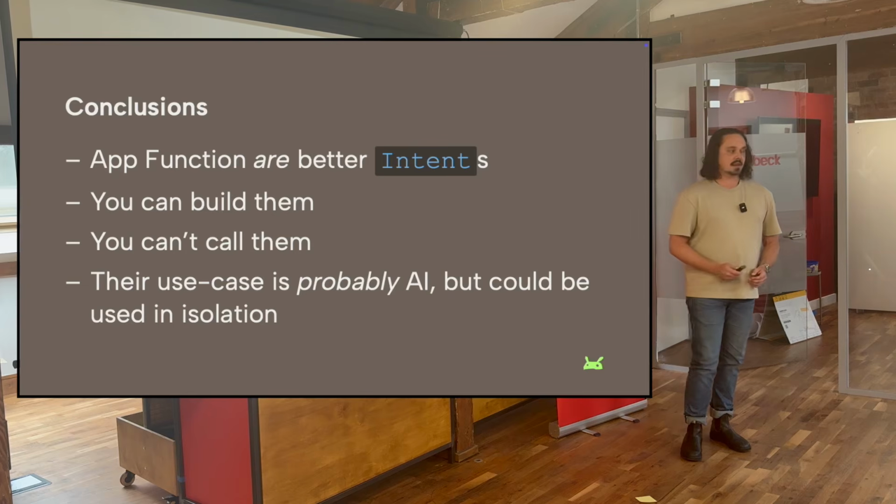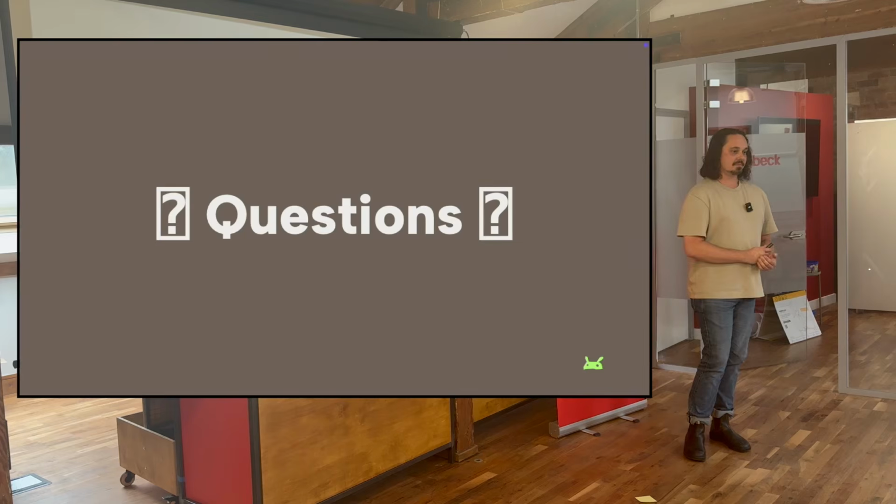You can build them, and you can play around with them. You can write some tests against them. And maybe you want to build your own agentic app that uses app functions from within your own app. I'm not sure why you would do that, but you can build them. You just can't call them from other apps. And the use case is probably AI, but not necessarily. And with that, that's that.